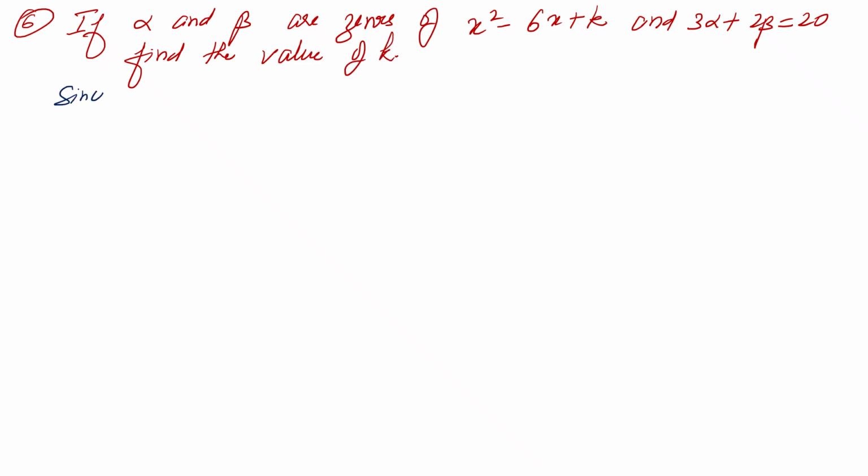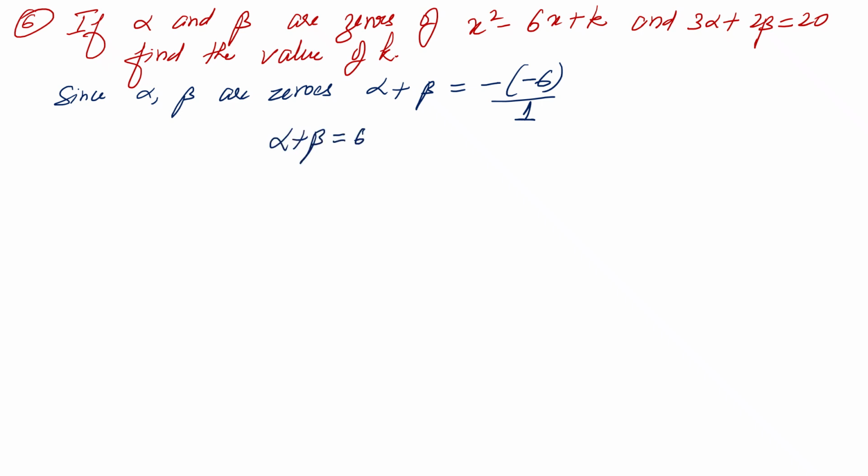Since alpha beta are zeros, we can say sum of zeros is equal to minus the coefficient of x upon coefficient of x square. So यहाँ से आपकी वैल्यू आ जाएगी alpha plus beta equals to 6. Let this be equation number 1. And also we are provided that 3 alpha plus 2 beta equals to 20. Let this be equation number 2.